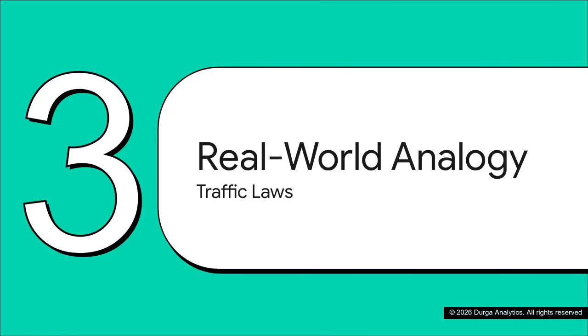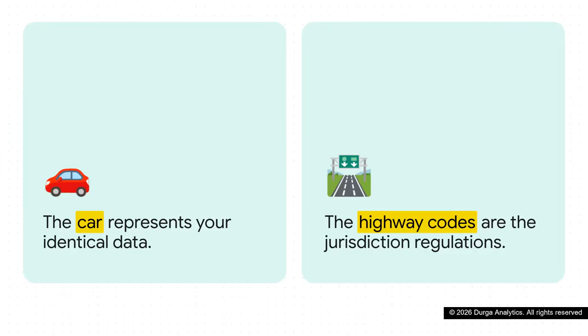Which brings us to Section 3, the real-world analogy: traffic laws in 3 countries. To make this abstract jurisdictional overlap instantly tangible, let's use a highly practical analogy that I love using when teaching data stewards and compliance officers. Picture this. You're driving the exact same car through 3 different countries. Driving that car means obeying 3 entirely different sets of traffic laws. You've got different speed limits, different sides of the road, different paperwork, and trust me, different speeding tickets.